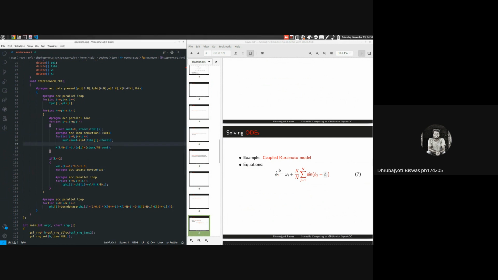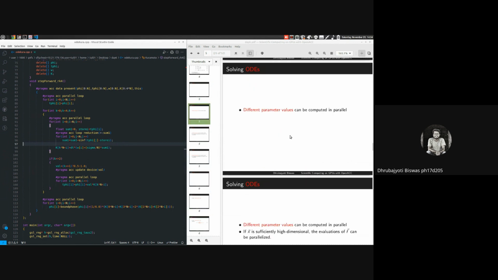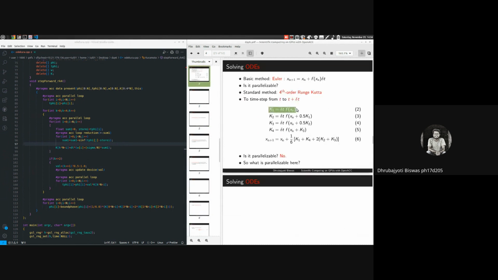After that, what is the next step? I have to store it in k1. But k1 is not only the summation. I have to add the omega i and multiply by dt, as I have shown here. So I am multiplying by dt and I am adding omega i. So this does it for the first value of k.